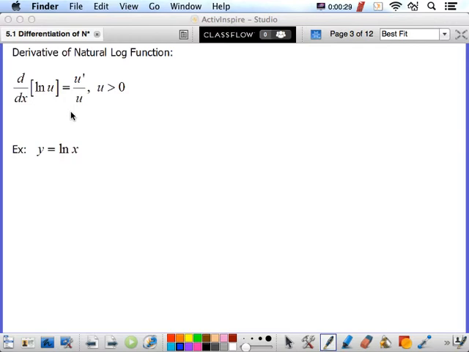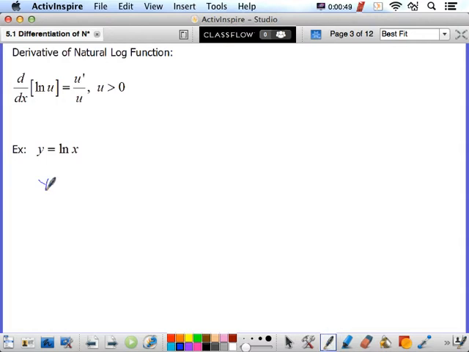So in other words, you take the derivative of what's after the log and stack it over what's after the log. And that's always, it does not involve the power rule. Okay, that's a rule for finding the derivative of natural logs. U prime over u. So for example, we have y equals the natural log of x.